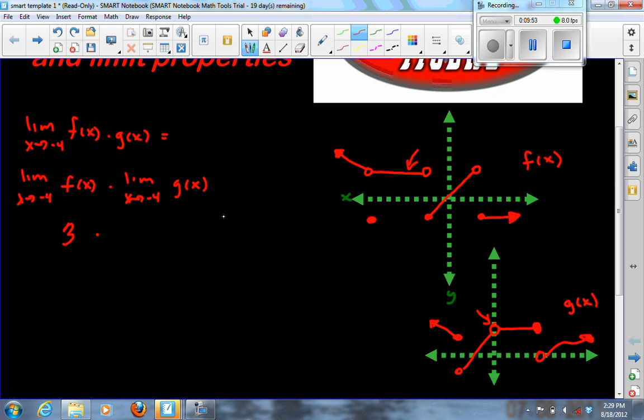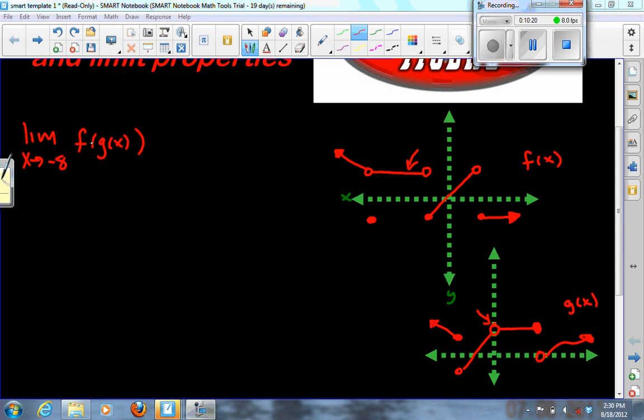Times, come down here to our g function, where x approaches -4, that's 1, 2, 3, 4, that's right here. We can see that we're approaching two different numbers. From the left side, we're approaching a y value of 2, and from the right side, we're approaching a y value of like -2. So this does not exist. So 3 times no solution is no solution, or 3 times does not exist is a number that does not exist.